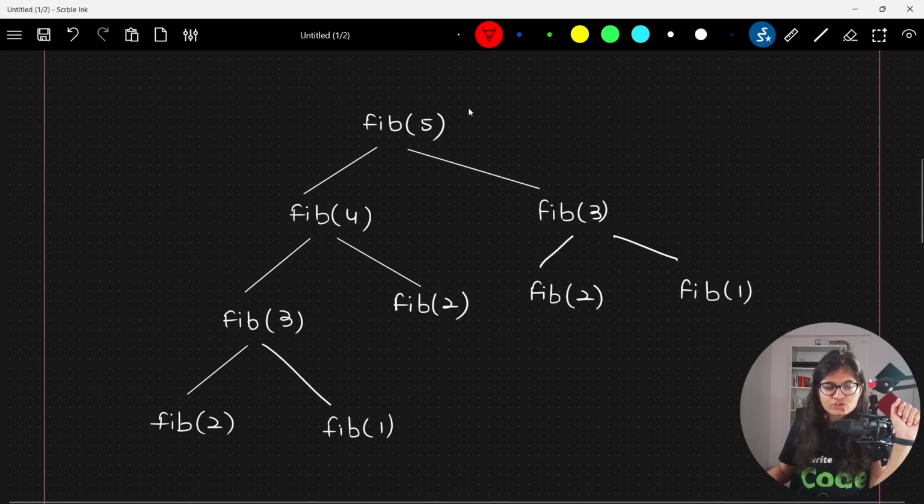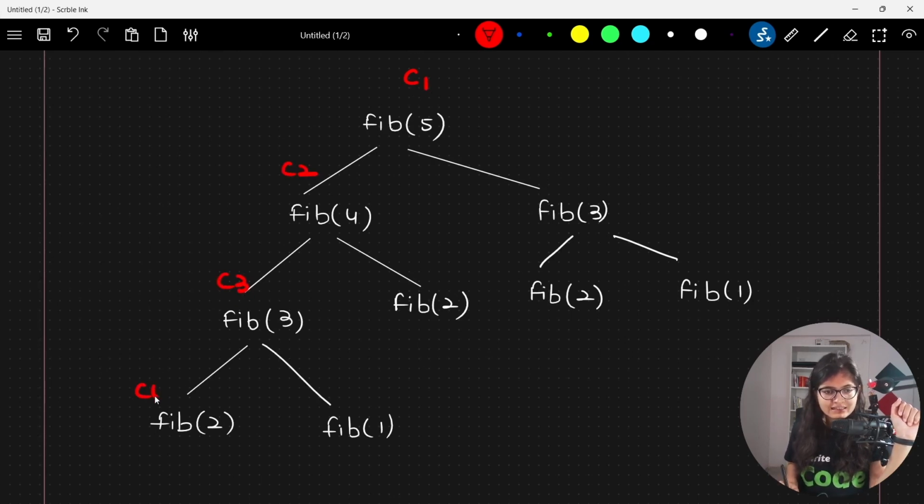So how will the function call happen? The function call will first go here, then C2 will be called, then C3 will be called, then C4 will be called, and it will return the solution as 1. Then C5 will be called, and it will return 1. Then C3 will return 1 plus 1, which equals 2. It will return 1 because the value of n is 2. It will return 1, and when the function call goes back to C3, it will return the value 2, the summation of the previous two.